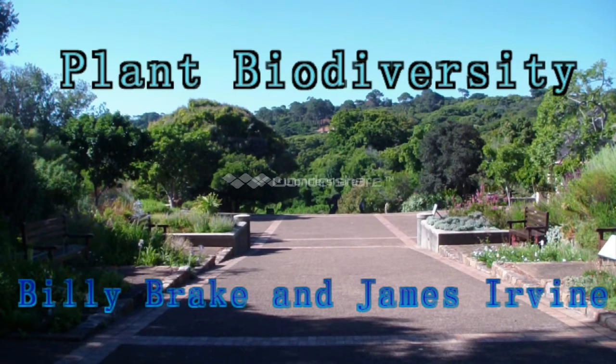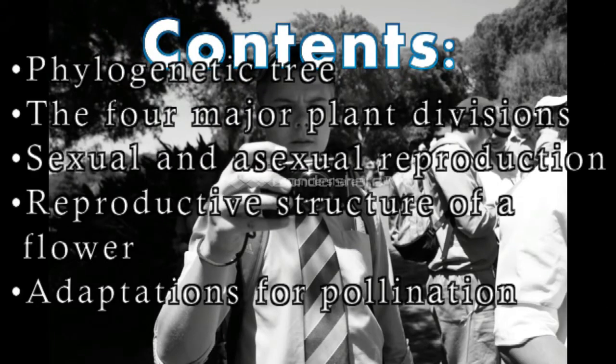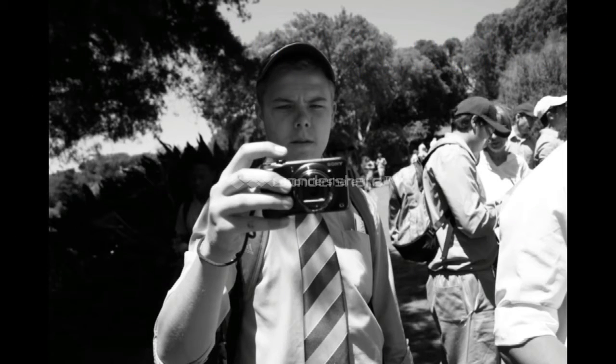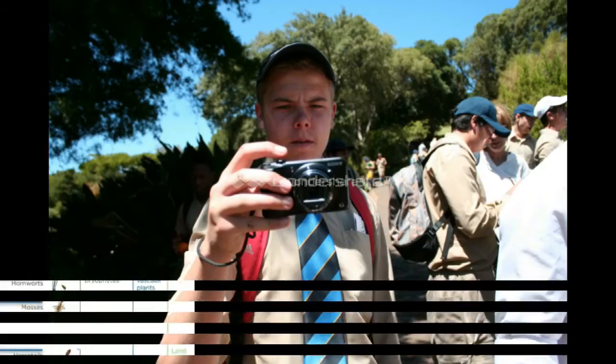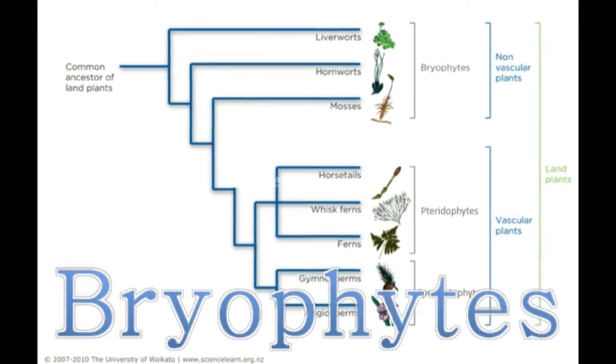Welcome! In this video, you will learn about the phylogenetic history of the four main plant divisions, their characteristics, sexual and asexual reproduction, a flower as a reproductive structure, and the various modes of pollination. We'll start at the beginning with the appearance of bryophytes about 438 million years ago.